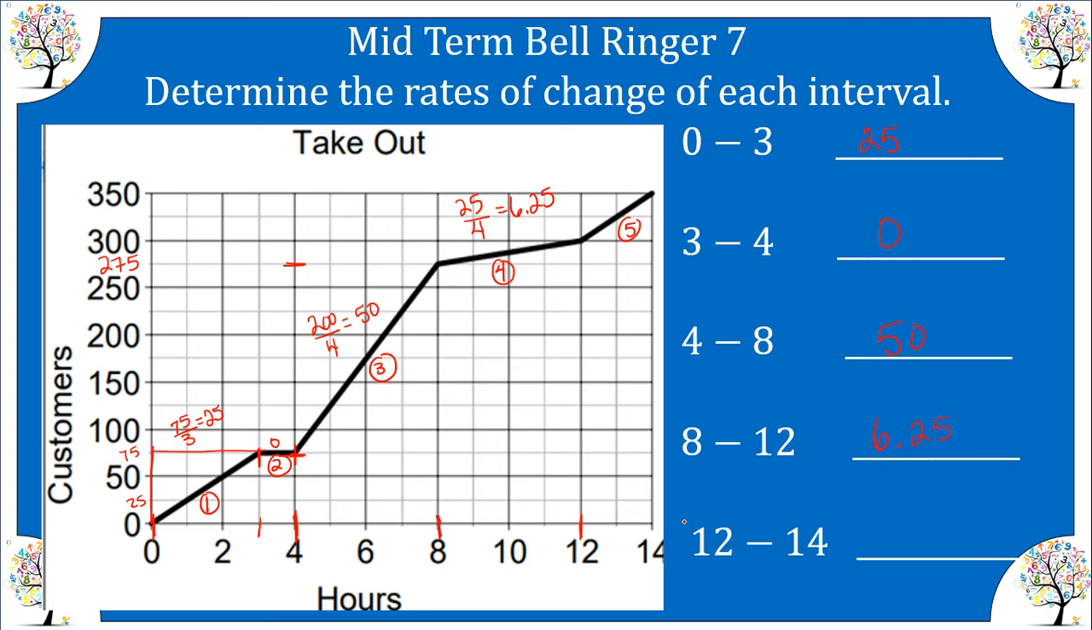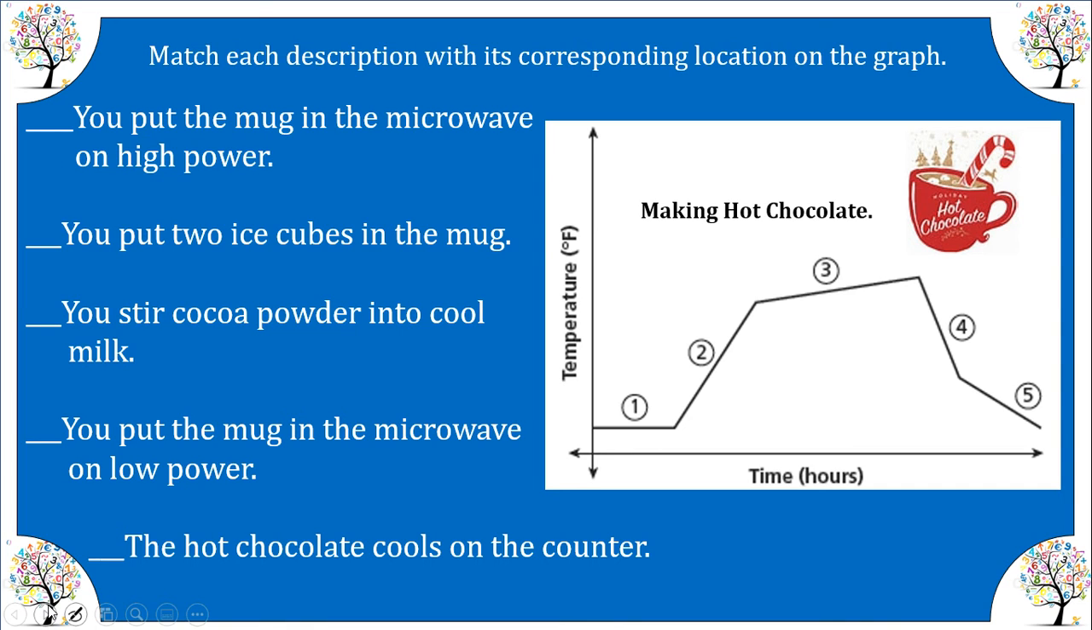And then from hour 12 to 14, that's 2 hours, the customers went up by 50. So that simplifies to 25 customers per hour. So we can see between hour 4 and 8, the steepest line, we had the most customers. Another question we could see is between hour 0 and 3 and 12 and 14, we had the same amount of customers.